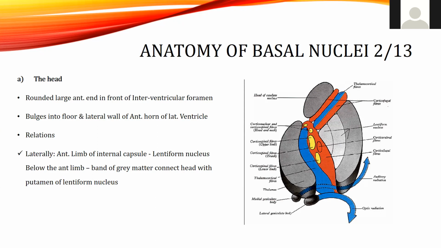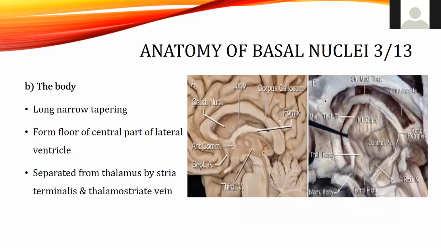Below the anterior limb, we have a band of gray matter which connects the caudate with the lenticular nucleus, called the nucleus accumbens. The body of the caudate nucleus is long and narrow. It forms the floor of the central part of the lateral ventricle. It is separated from the thalamus by the stria terminalis and the thalamostriate vein.